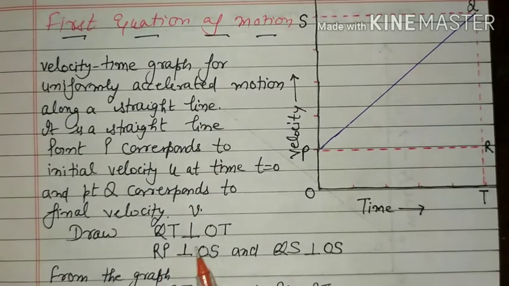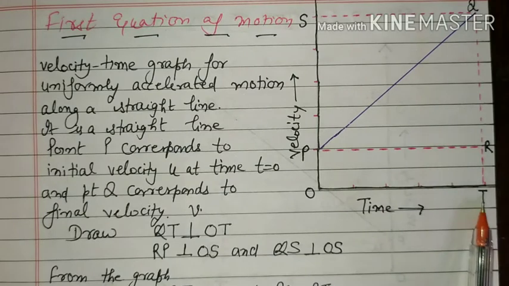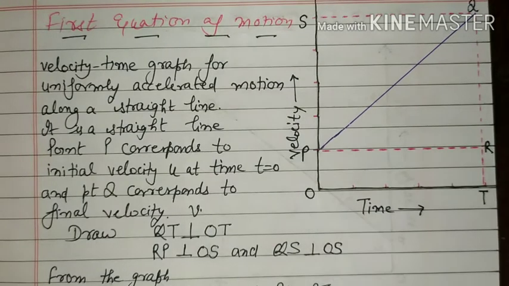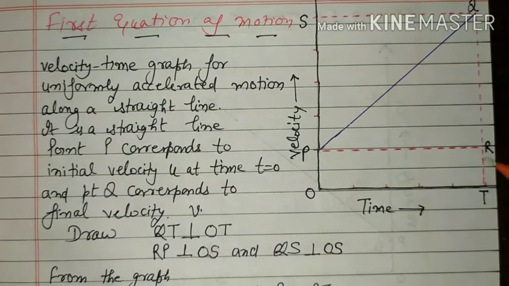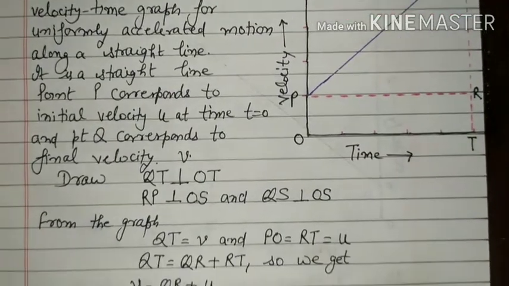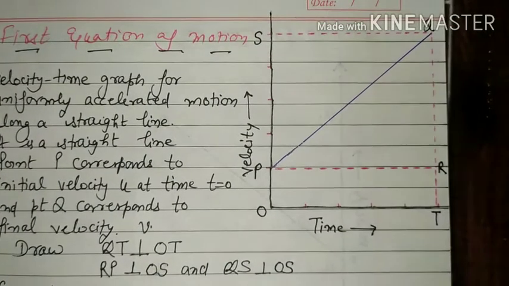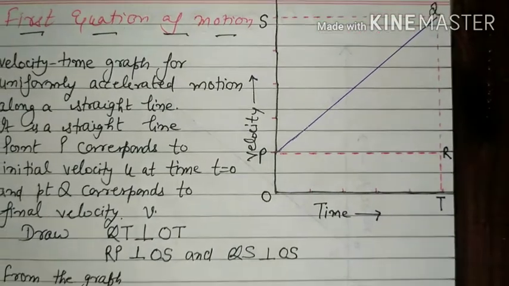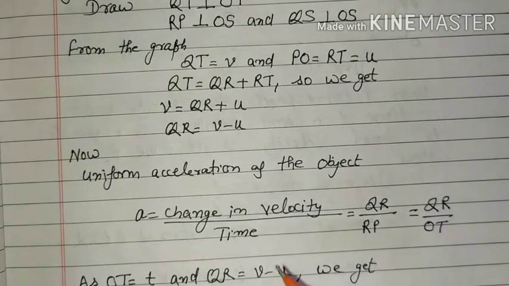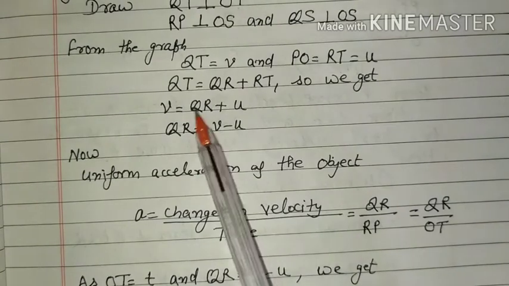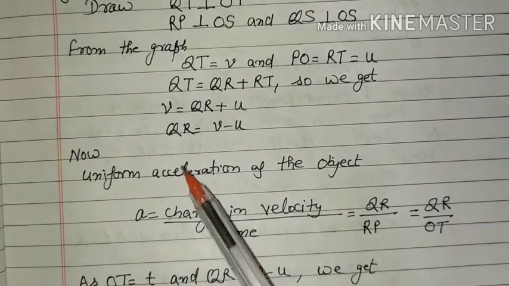Now draw QT perpendicular to OT, and RP perpendicular to OS. From the graph, QT is equal to v, and PO is equal to RT, that is equal to u. Now QT is equal to QR plus RT, so we get v is equal to QR plus u. Here v, QR plus u, RT is equal to u, and QR is v minus u.